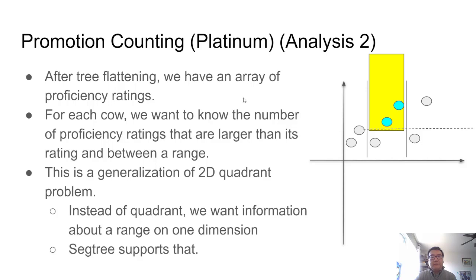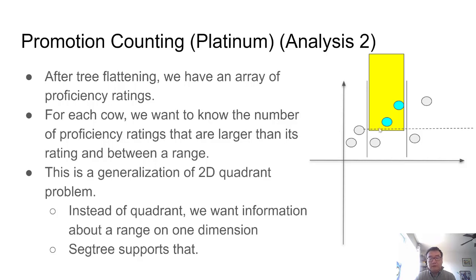So after tree flattening, we have an array of proficiency ratings. I use this to illustrate: the x-axis is the array, and the y-axis is the proficiency rating. Let's say for this node here, we want to find out, in the subtree, how many ratings are larger than itself. So the subtree is this range in the array. I use these two vertical bars to denote it. So let's say these are the nodes in the subtree.